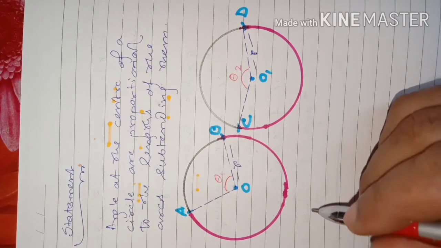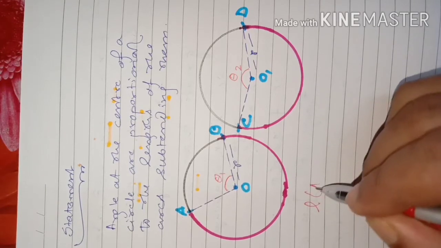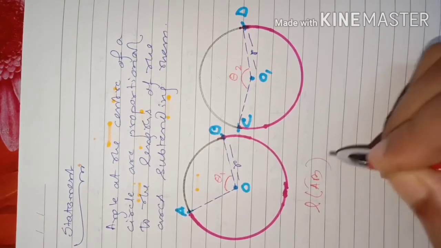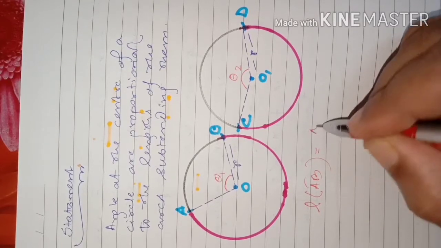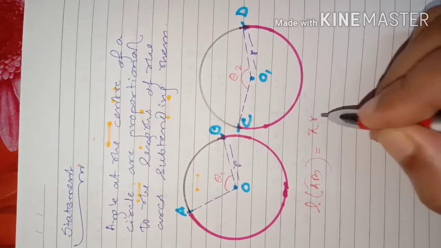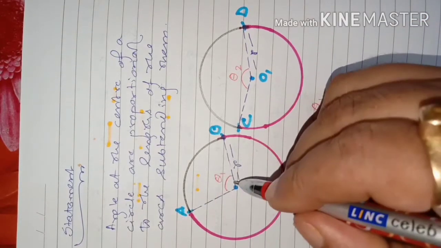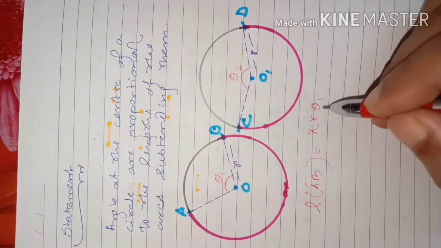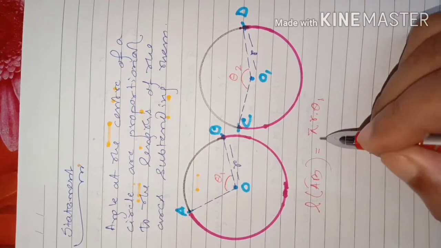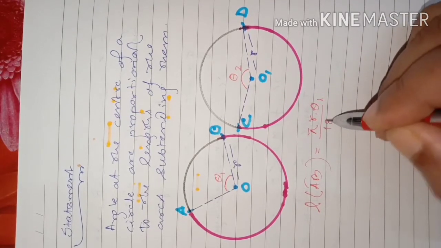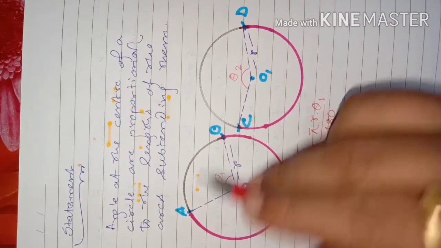Length of an arc is given by length of an arc AB. Arc AB is equal to what? Pi times r into theta 1, because here the angle subtended by this arc is theta 1. So pi r theta 1 divided by 180. This is the length of this arc AB.